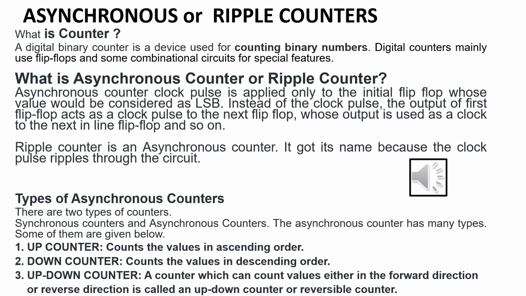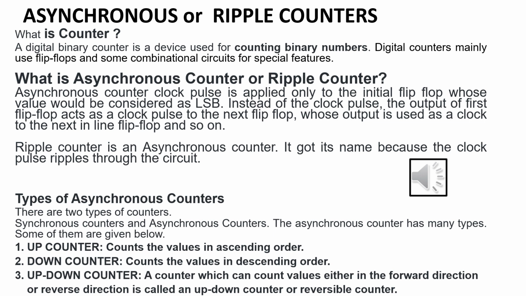Initially, the clock pulse is applied to the first flip-flop. Then the output of the first flip-flop is given as clock pulse to the second flip-flop. Then the output of the second flip-flop is given as clock pulse to the third flip-flop and so on. Since the clock pulses ripple through the circuit, we can also call this asynchronous counter the ripple counter.